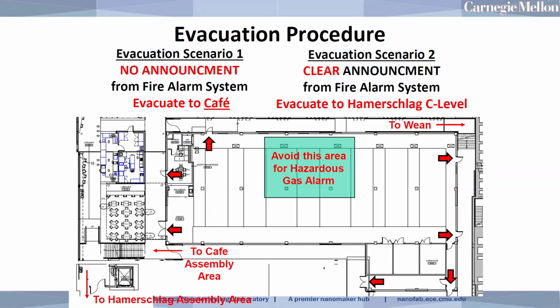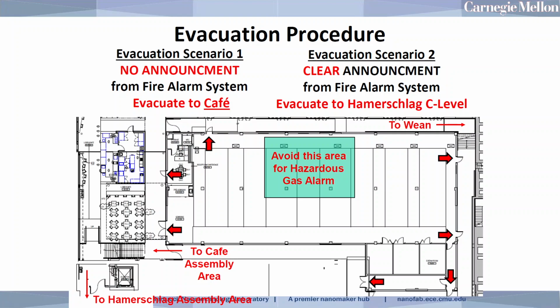So lastly, I want to wrap up by reviewing evacuation protocols. We have a diagram here of the facility, and there are two levels of evacuation. Scenario one would be if there's no announcement from the fire alarm system. Maybe there's a local alarm, maybe not.